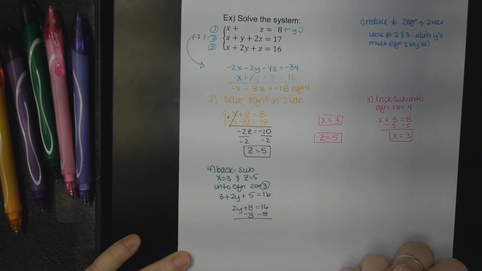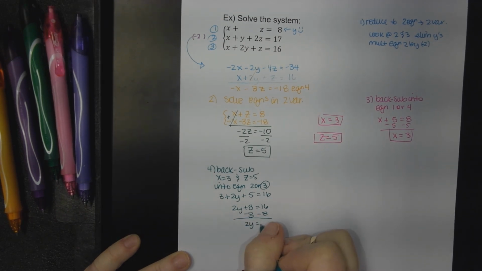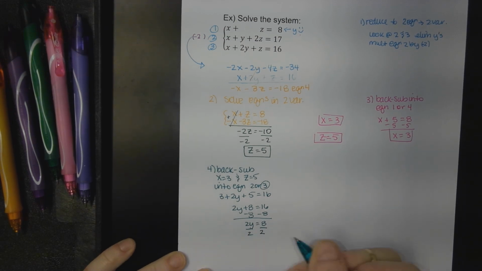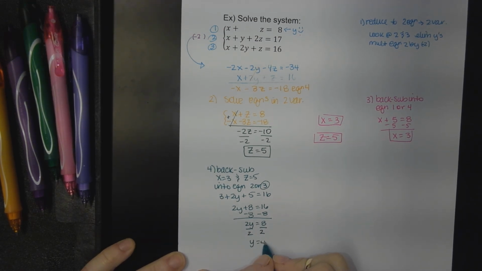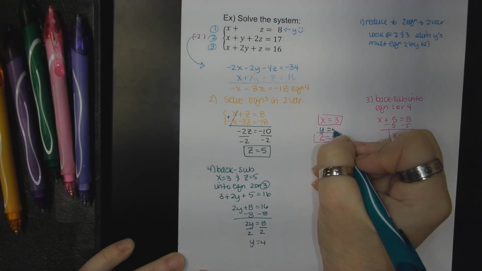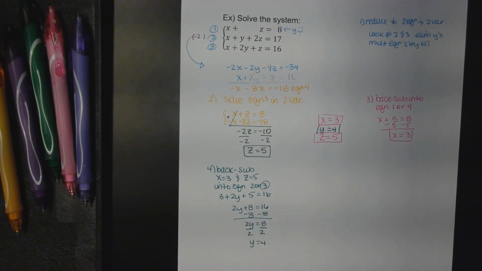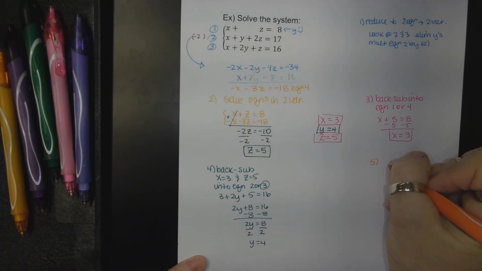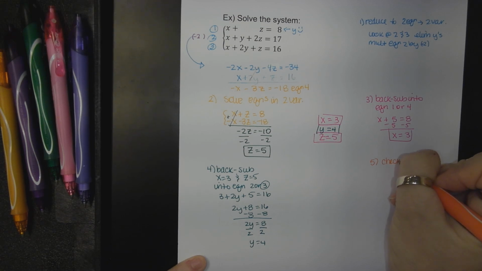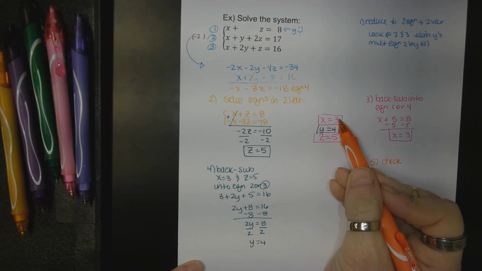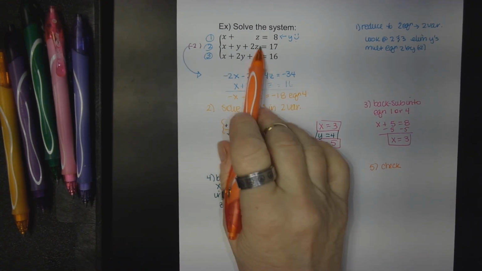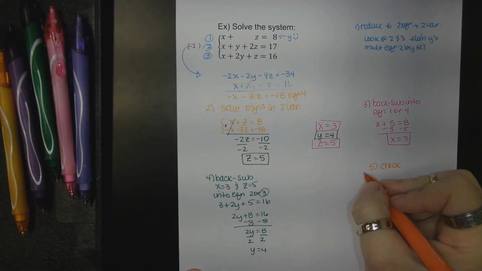Subtract 8 from both sides. That's going to leave us 2y equals 8. Divide both sides by 2. So y equals 4. There's our third variable. Lastly, we're going to check this, okay? So 5 is check. So we're going to take 3, 4, and 5 and plug those into our equations.